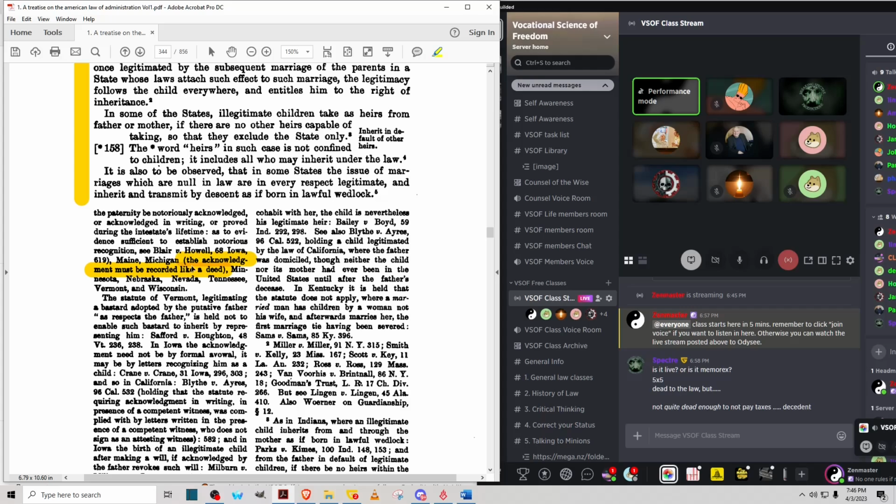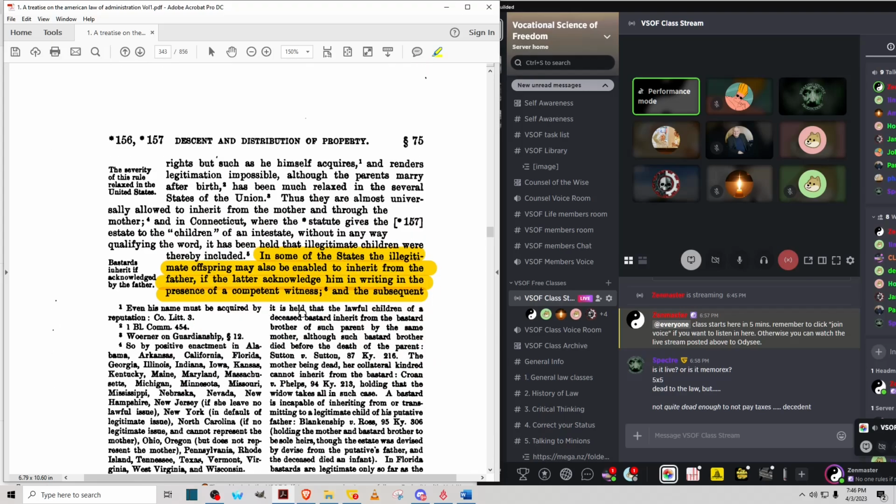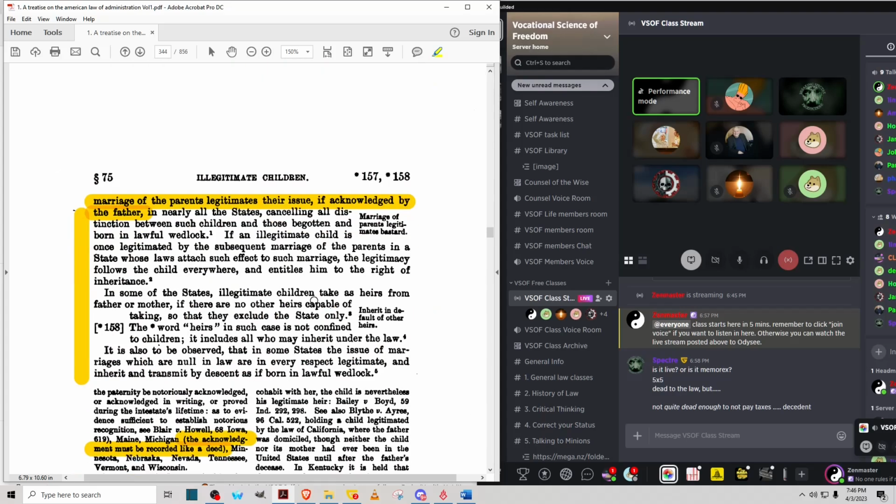But this is the point. So the acknowledgement of the father, because remember what we're talking about here, the acknowledgement of the father that the children are legitimate, must be recorded like a deed. So that's why we do this, okay? So I'll scoop back up here and get back to where we were. All right. Okay. Precedent, competent witness, and the subsequent marriage of the parents legitimates their issue, their children, if acknowledged by the father.